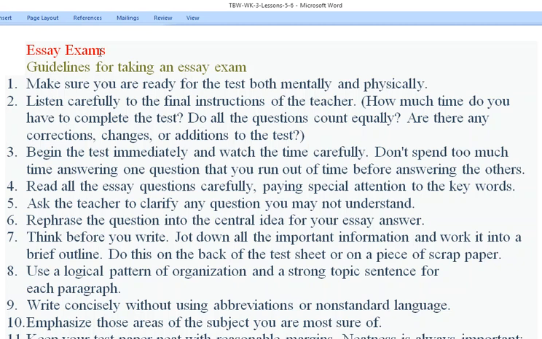For this, here are some points written. We simply read those guidelines. Make sure you are ready for the test both mentally and physically. Listen carefully to the final instructions of the teacher. Begin the test immediately and watch the time carefully. Read all the essay questions carefully, paying special attention to the keywords. Ask the teacher to clarify any question you may not understand.